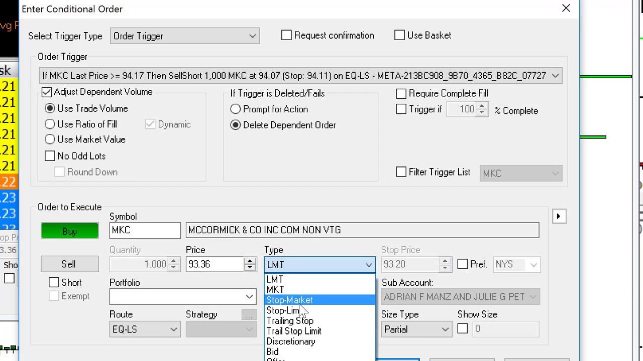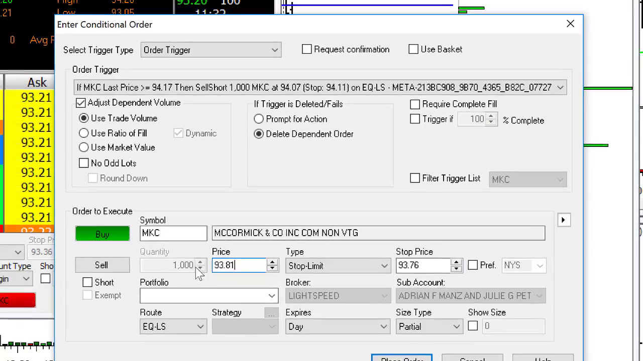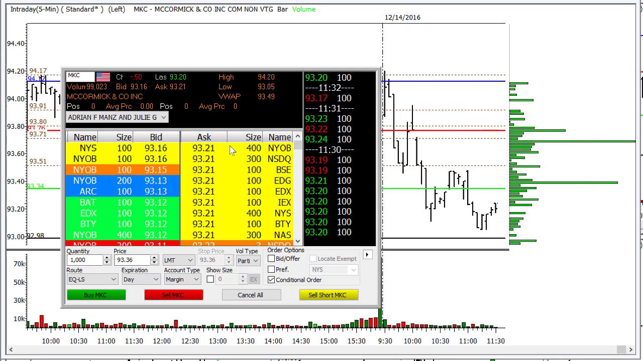delete the dependent order if it never triggered, and this time let's use a stop limit order and say if we get down to our target at $93.76, then get us out, and the worst case scenario that we want to have as a fill is $93.81. So we'll take a nickel slip on the way out because we think it's going to bump around that price, so we don't want to use a market order and get some kind of a stray fill. Say place the order. Once that order's in, you're all set to go.